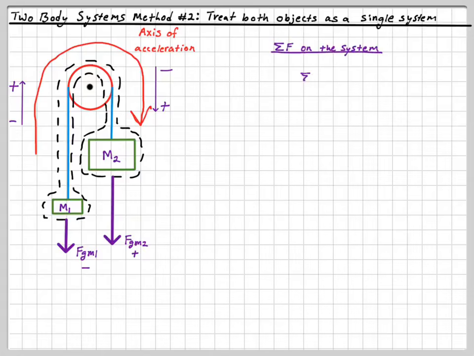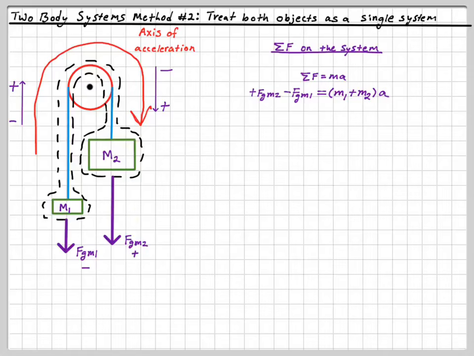As usual, the next thing we want to do is write out our net force equation, except now we're writing out the net force of the system. So this is the forces added up that are acting on the system, and that's both of these forces that we've illustrated here. So we've got plus force gravity M2 minus force gravity M1. And that makes sense because force gravity M2 is helping it to accelerate this way, whereas force gravity M1 is opposing that acceleration.